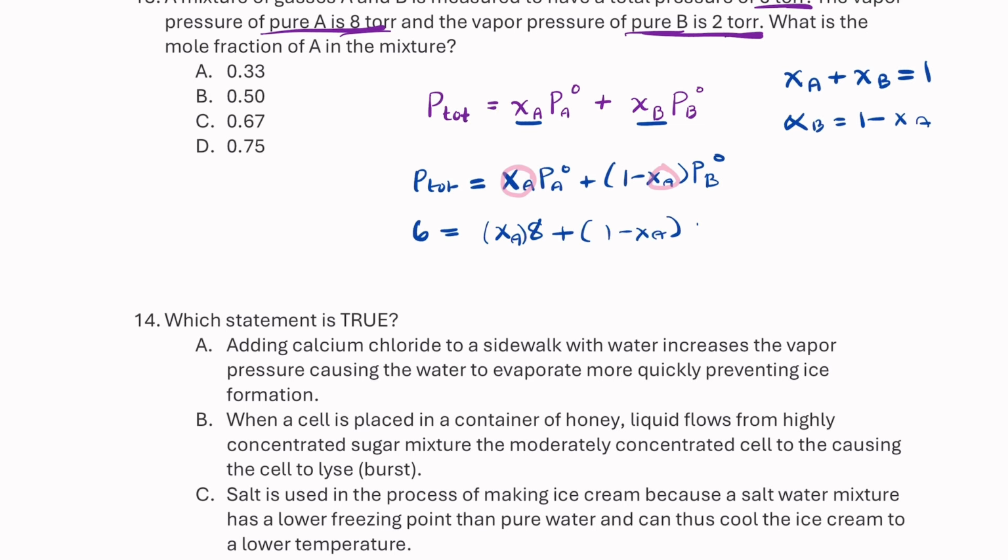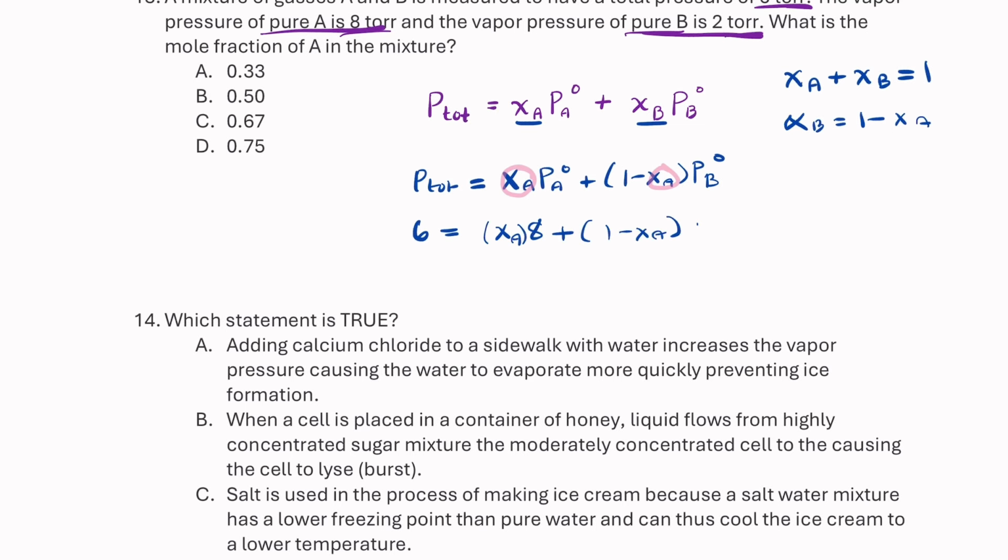B says when a cell is placed in a container of honey, liquid flows from the highly concentrated sugar mixture to the moderately concentrated cell, causing the cell to burst. This is backwards. Water flows from inside the cell, which is a less concentrated solution, into the honey, which is the more concentrated solution, because of osmosis. The cell would actually shrink, not burst.